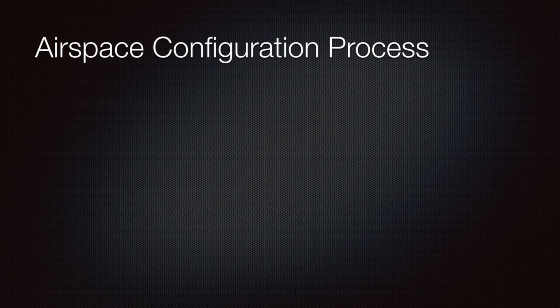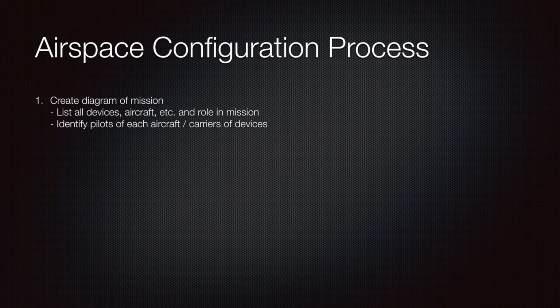Before we put Airspace to work, here's a process to keep in mind as you are putting together Airspace missions. I'll walk you through this process in the live examples I've included to follow. First, take the time to create a diagram of the mission. List all your devices, the aircraft, and the role within the mission. It's also useful to identify the pilots of the aircraft as well as the carriers of the devices. The more detail you provide pre-flight, the smoother things will go.